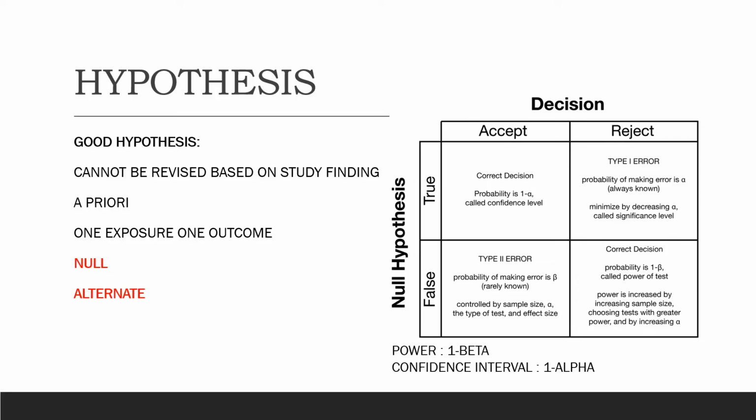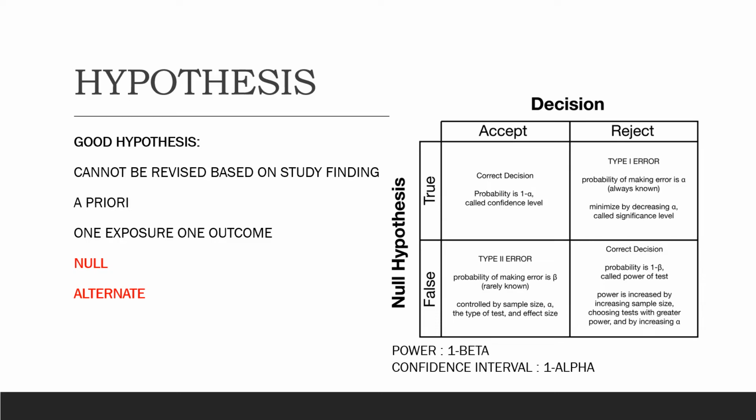So now let us have a clarity in mind from the MCQ point of view that a hypothesis of a research cannot be revised based on the study findings. It is done prior to the study. It is always a priori. That is exactly how it will be written in your MCQ. And a good hypothesis always looks at one exposure and one outcome. So these are the three basic things you need to remember about the attributes of a good hypothesis.